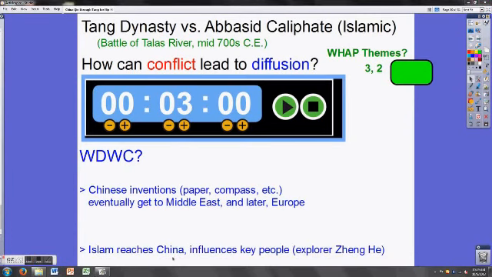And one thing that was hidden for whatever reason for just a second back there was this bit of information down here. So make sure you get that as well. So I just talked about Islam reaching China and influencing some key people that we'll talk about later on, like Zheng He.